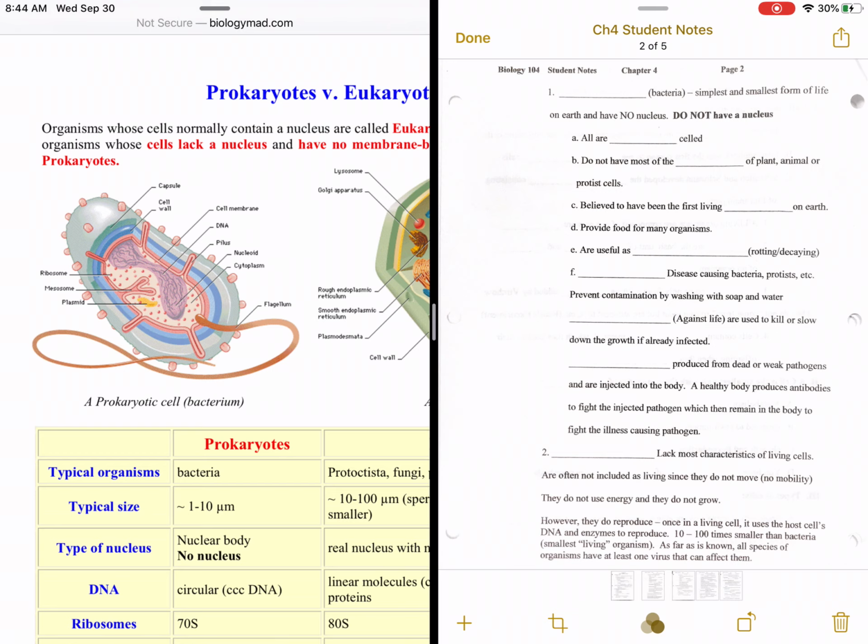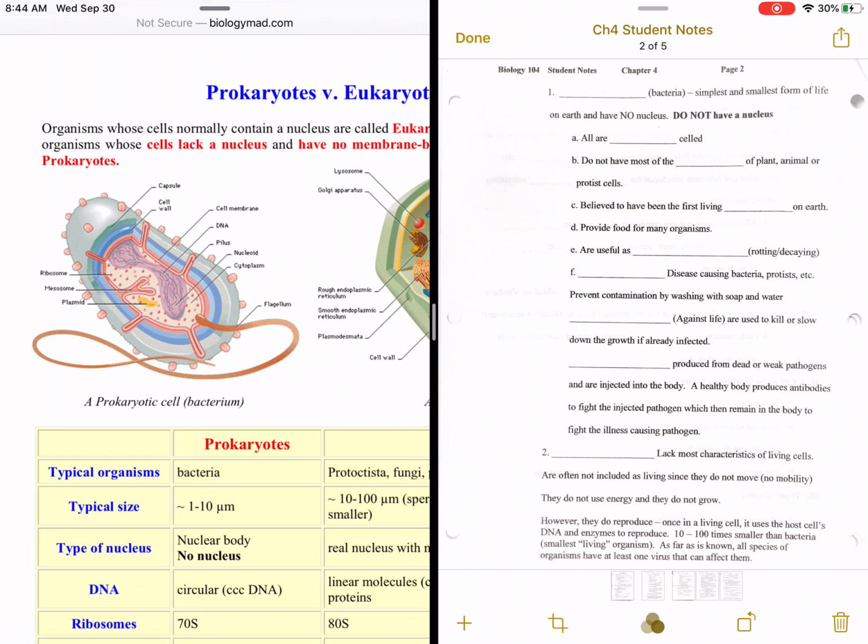Viruses do lack most characteristics of living cells. They are often not included as living because they do not move on their own. They also do not use energy, and they do not grow, and they cannot reproduce on their own, even though they do reproduce. Once in a living cell, it uses the host cell's DNA and enzymes to reproduce.